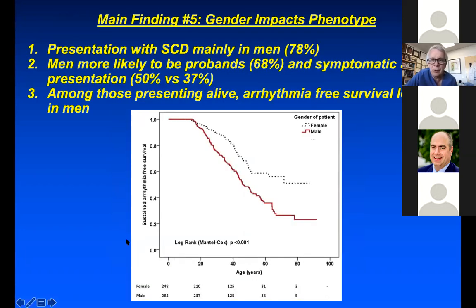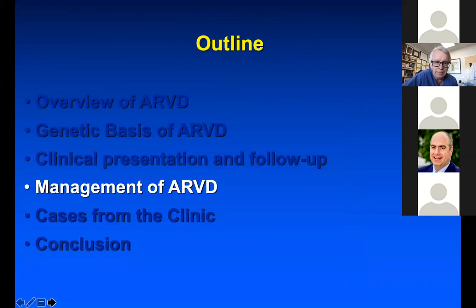Number 5, gender impacts phenotype. Presentation with sudden death is more common in men. Men are more likely to be probands. Among those presenting alive, arrhythmia-free survival is lower in men. Firat Duru and the group in Zurich have done some nice work with testosterone, and it turns out testosterone's a bad actor. With a higher level of testosterone, you have more active disease and higher risk of sudden death, and this accounts for men dying suddenly more than women.